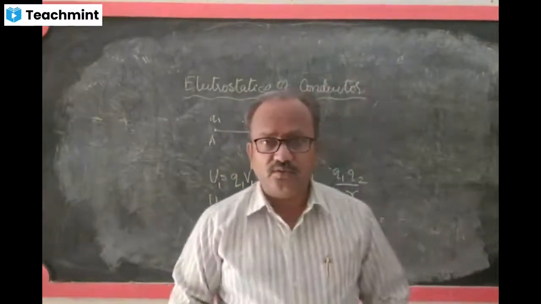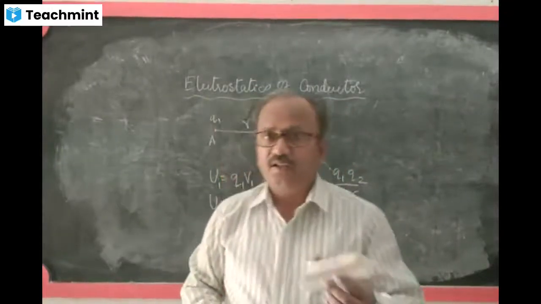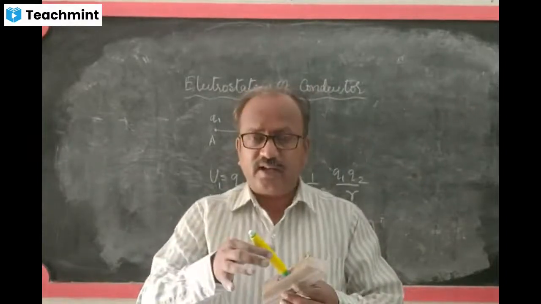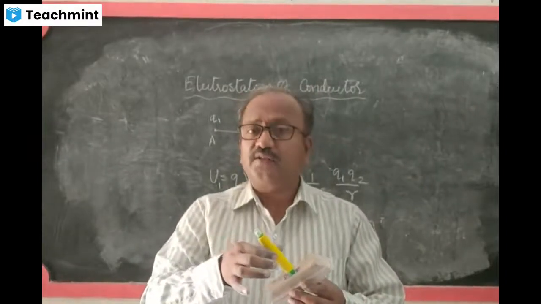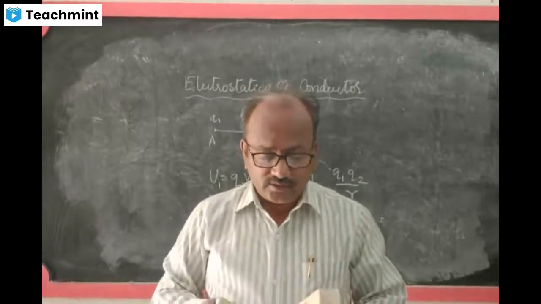This also comes in the properties of electric field lines. According to the electrostatics of conductors, the electric field lines are always normal to the surface of the conductor, according to the results of this electrostatics.